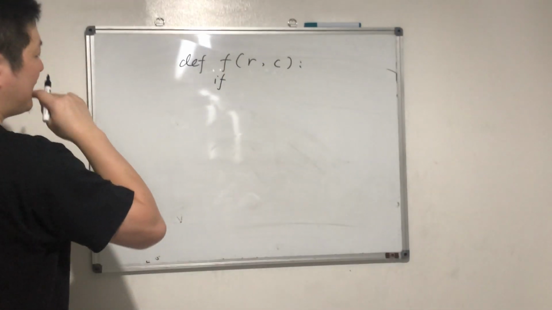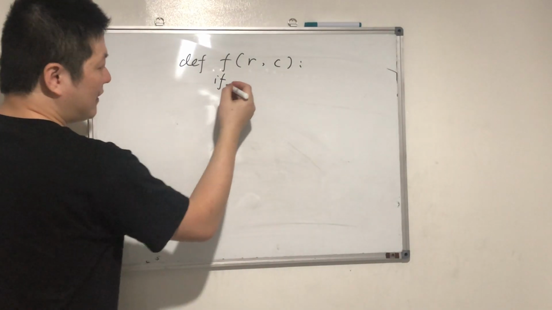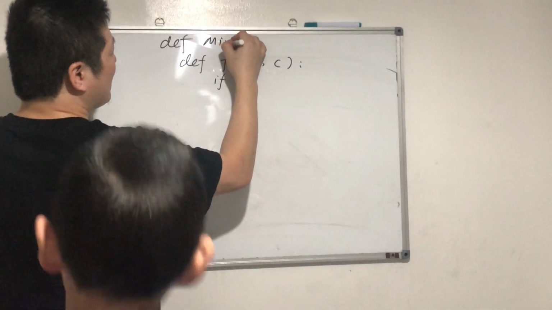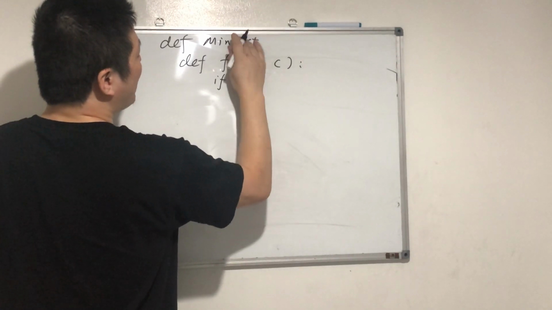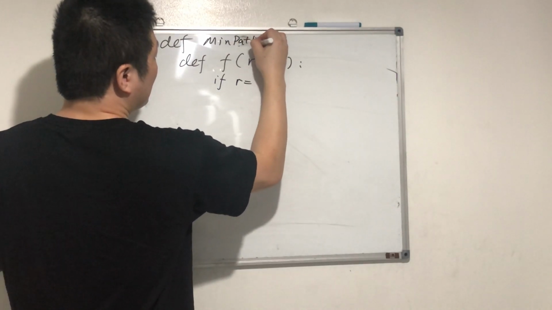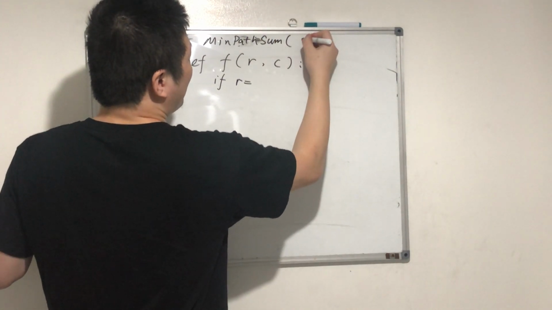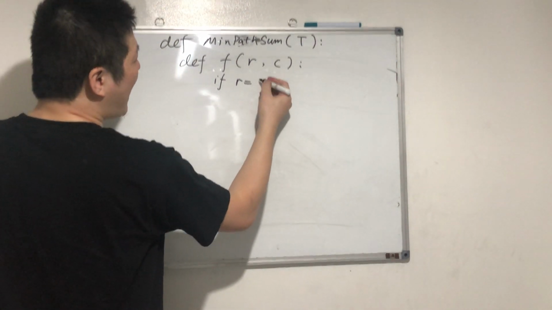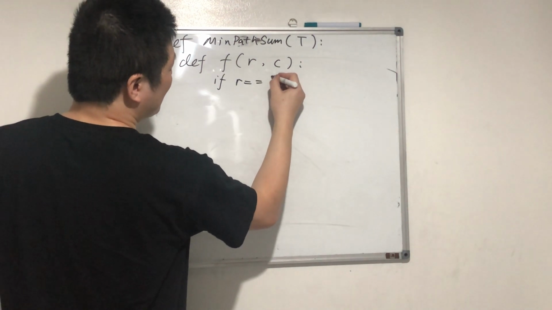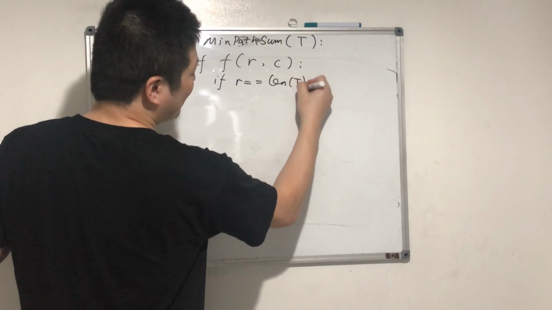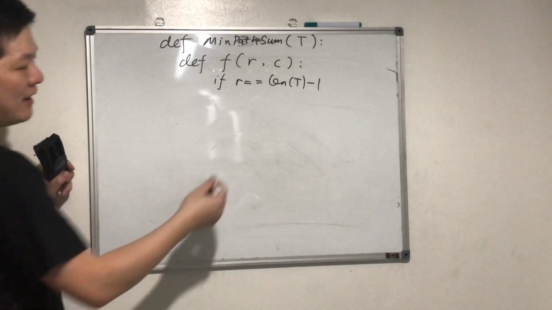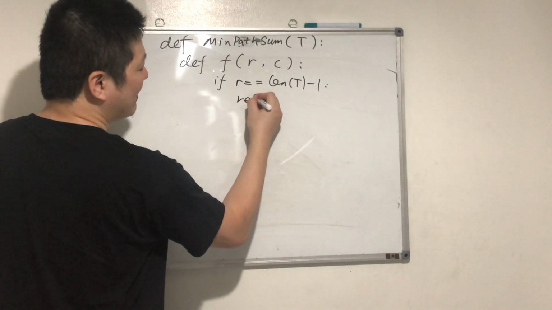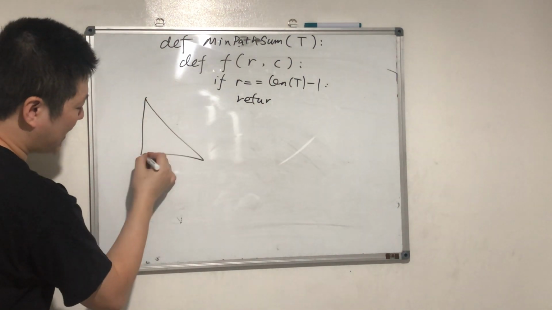Let's define the min path sum, okay, min path sum. And we are given a matrix which we call T, the triangle. If R equals the last row, which is length of T minus 1 because it starts from 0, then what do we return? If you're at this triangle at the last row, what should we return?